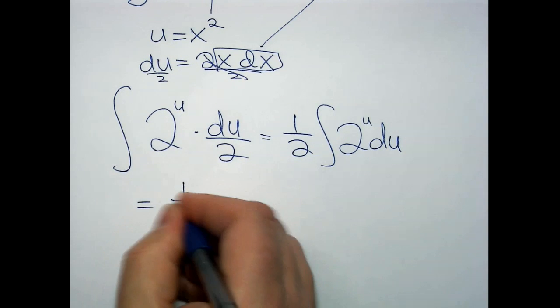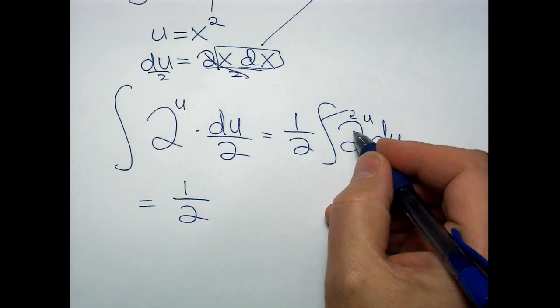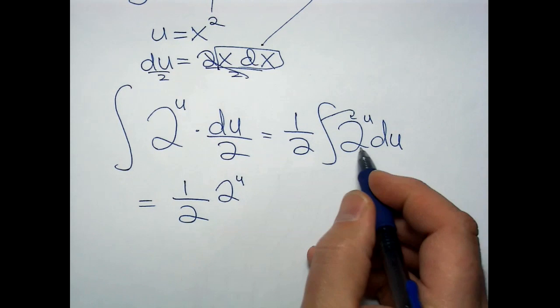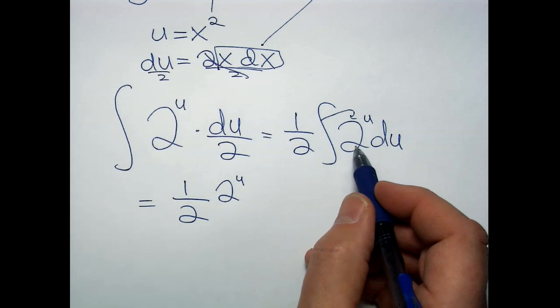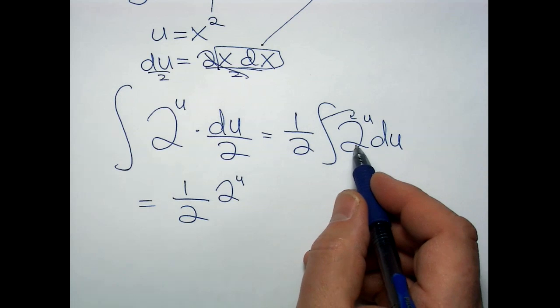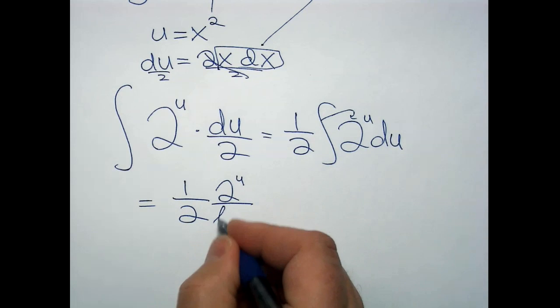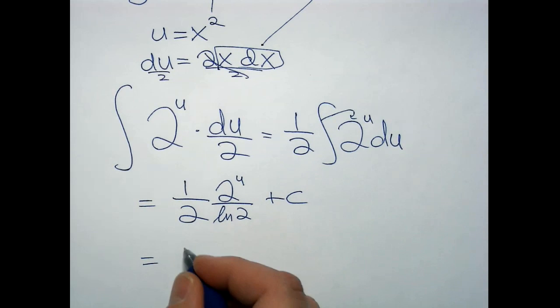Now the 1/2 is the survivor. Integrate 2 to the u is just 2 to the u. That's it. Oh, but it's the wrong base, so we need a correction factor. The correction factor will be the ln of the old base, ln of 2. Where does it go? Well, it used to go next to the derivative, but this is not a derivative. It's an antiderivative. Everything's backwards. It goes on the bottom.